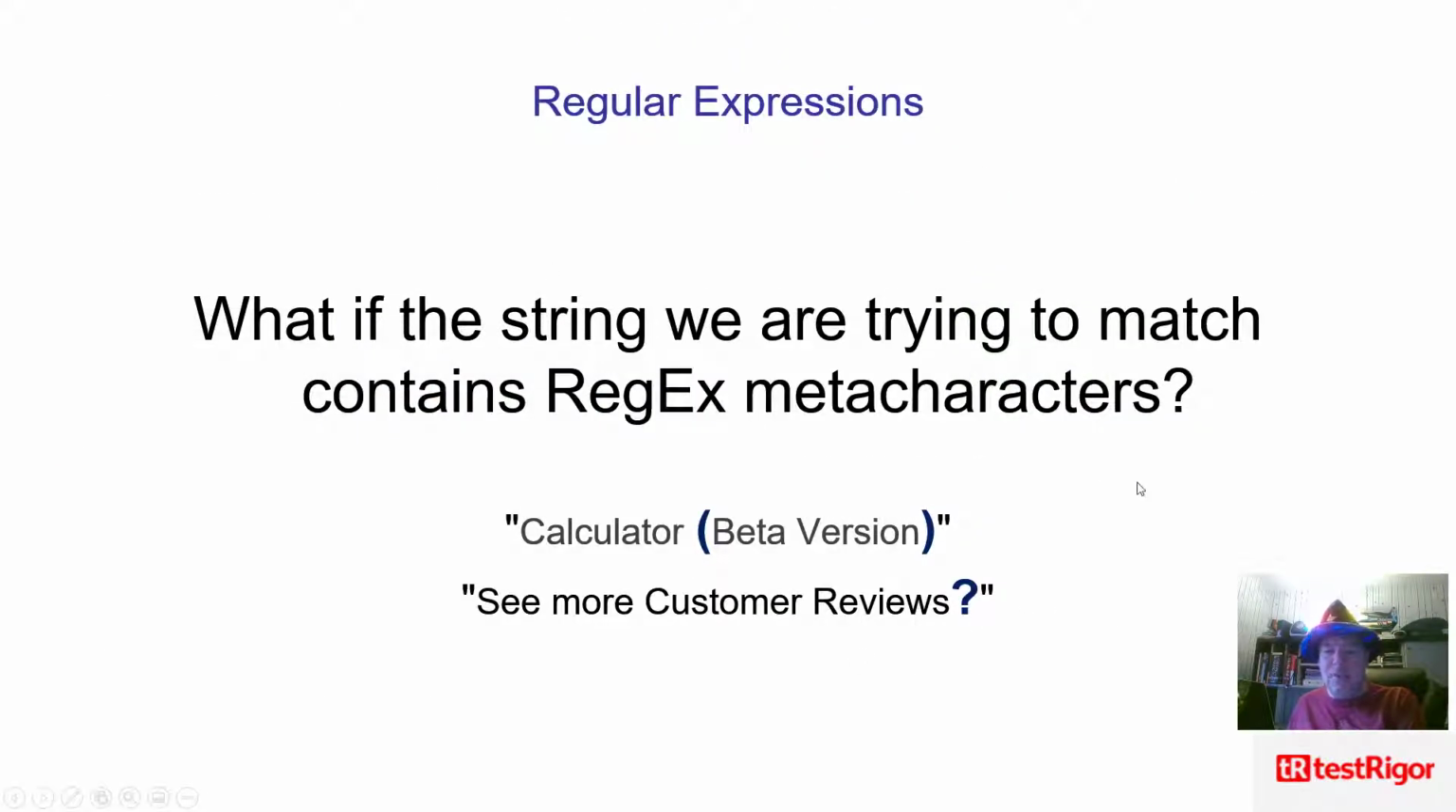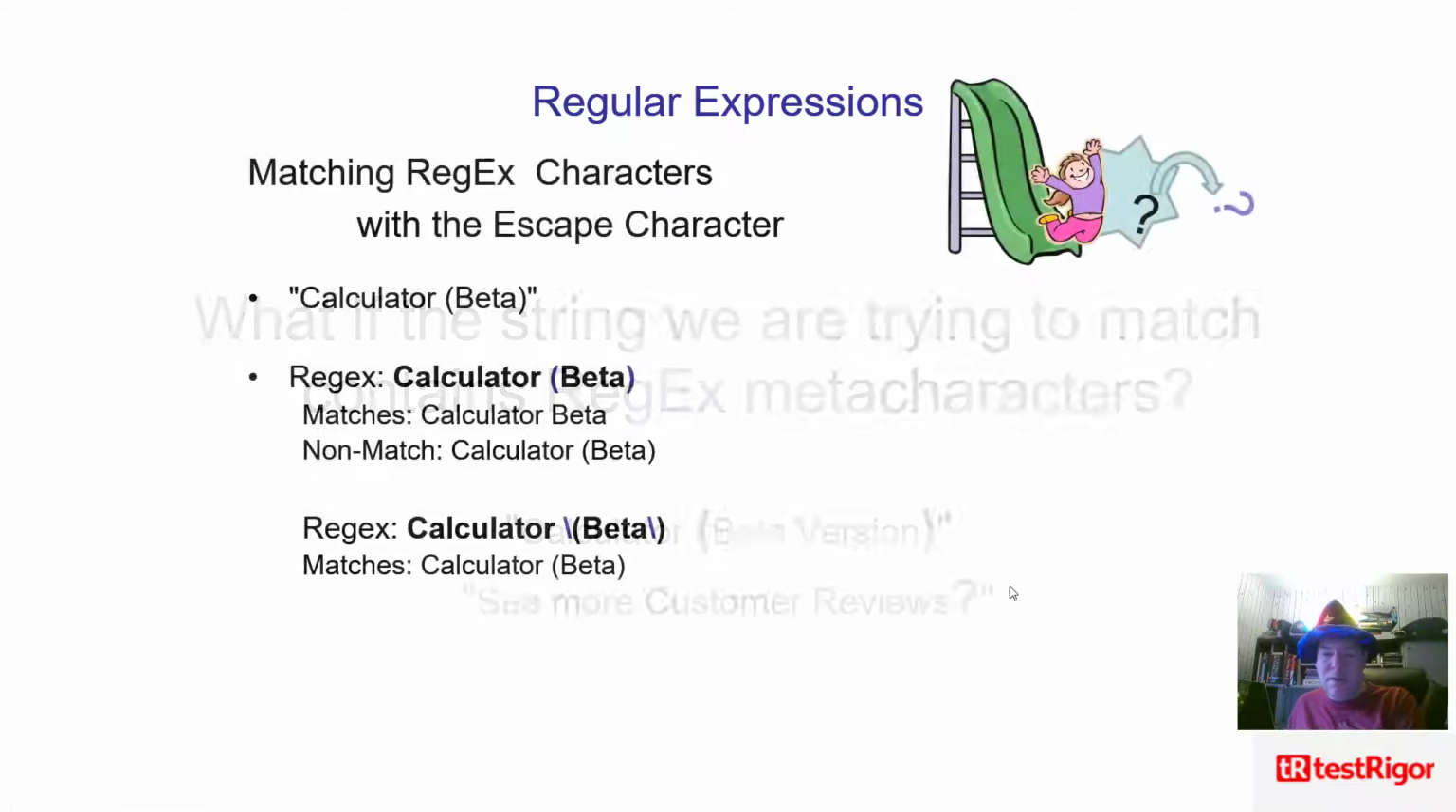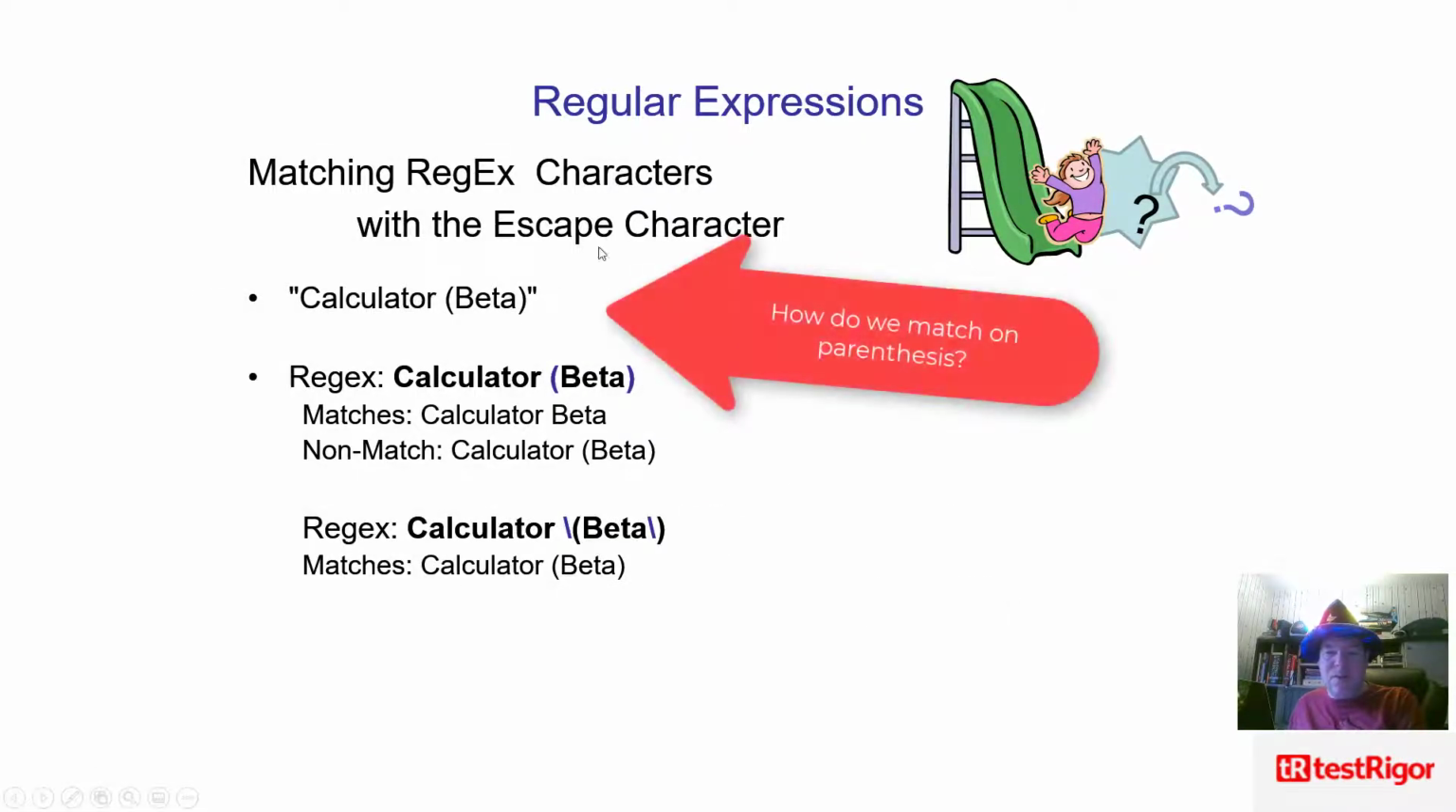What if the string we're trying to match contains regex metacharacters, like calculator, beta version in parentheses, or see more customers question mark? All right, the way we handle those is with escape characters. So this is escape characters, where the little girl comes down the slide and there's a backslash over here. It's going to knock that blue right out of that character and make it a literal character.